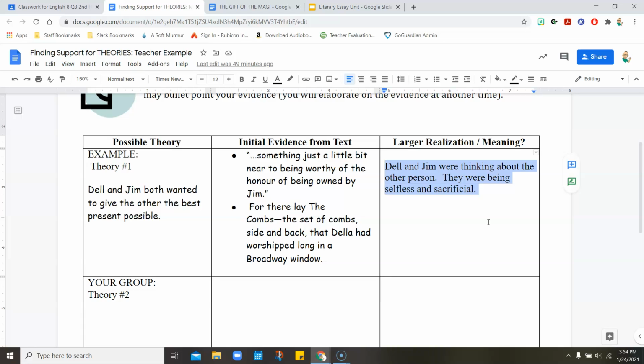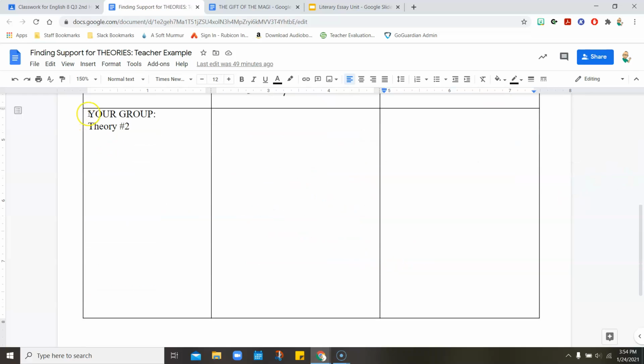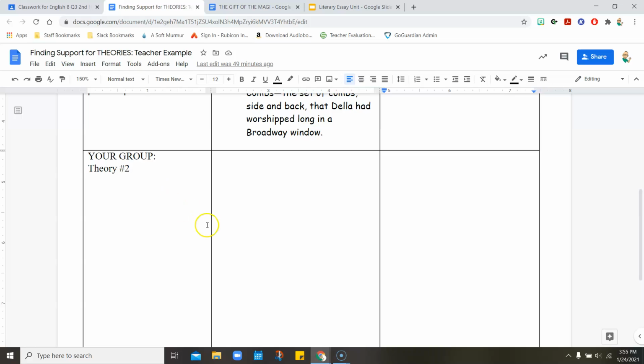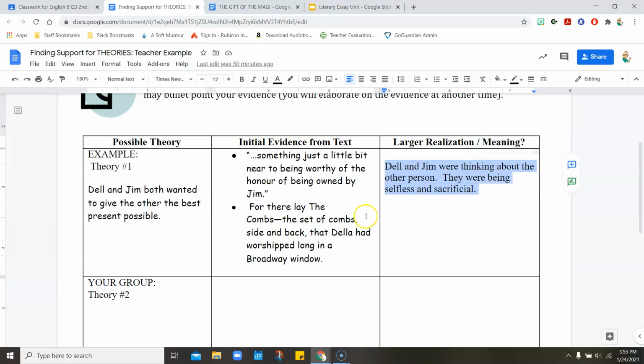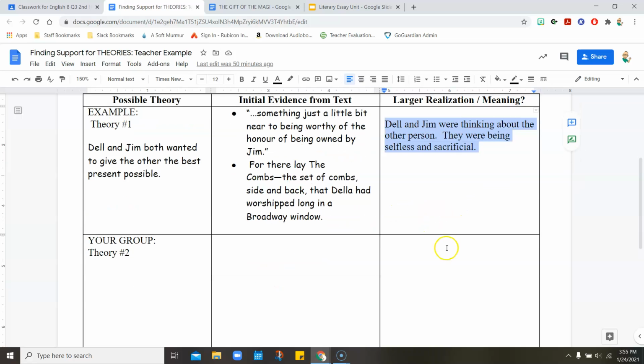Now, I came up with that one because it's one of the most obvious ones in the story. What I'd like you to do is, it says your group, but this is individual. Come up with your own theory about the story, the meaning. So what sort of meaning do you think this story has, and what is your theory about that meaning? And where in the story can you find support for that meaning? Okay. And this is going to help you. This gives you kind of a basis of something to write about.